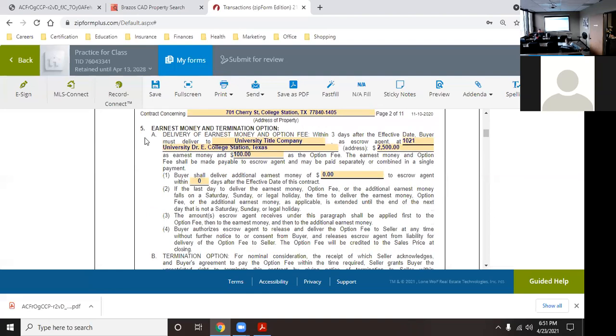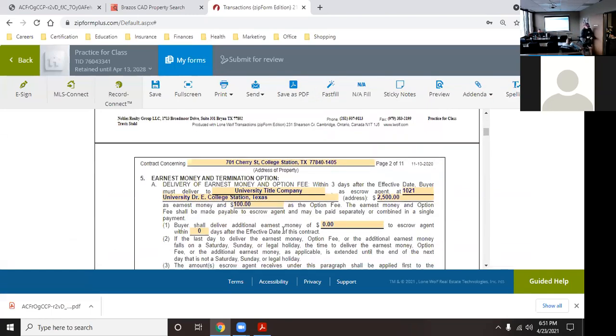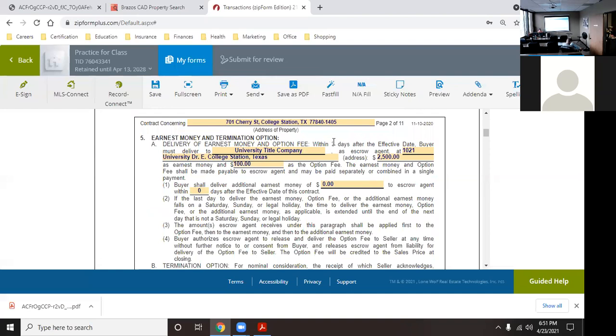Section 5 is the earnest money, and again, we kind of filled this out yesterday, but this is the delivery of earnest money and the option fee. So within 3 days of the effective date, that is 3 business days. So if it is on a Wednesday, that 3rd day will be on a Saturday. You have till Monday when it closes. If that Monday is a legal holiday, you have till Tuesday when it closes to get that stuff turned in.